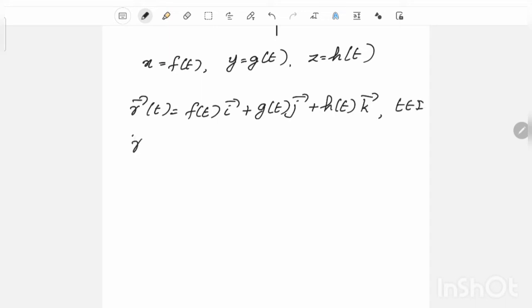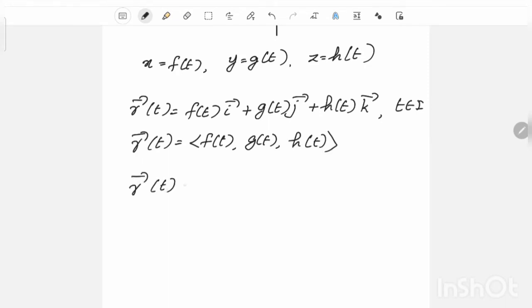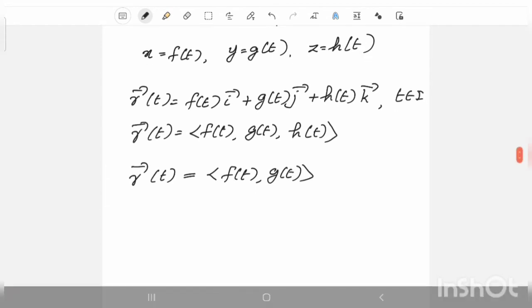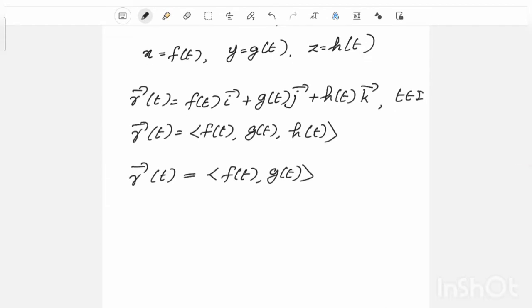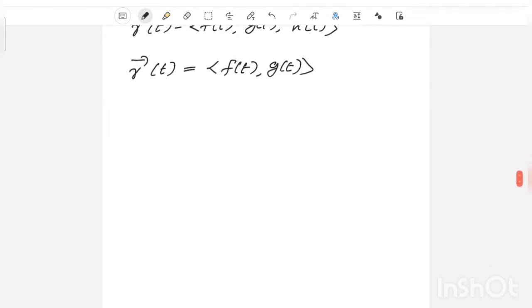This can also be represented as the triple f of t, g of t, h of t. In the two variable case also we can denote f of t i plus g of t j by this notation. And in three-dimensional space, as t takes on increasing values, the terminal point of r of t traces the path of the object, which is a space curve.